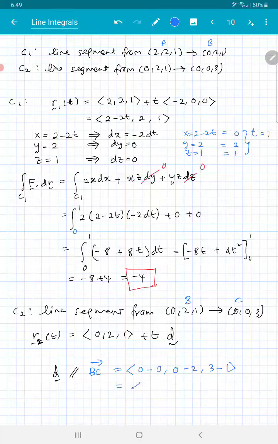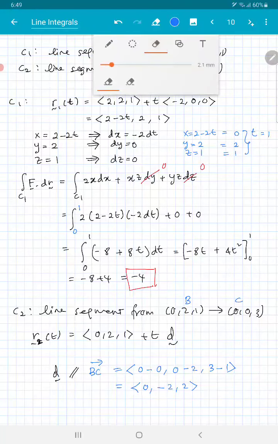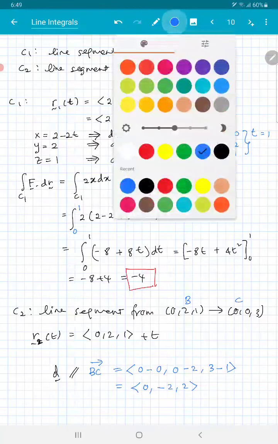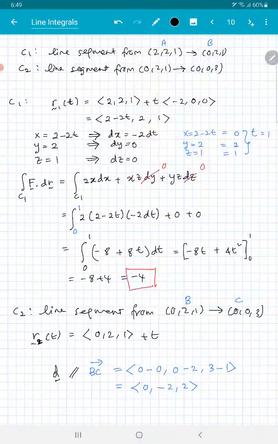So from there we get this is 0, negative 2, 2. Okay, so we can replace our vector d here with the vector obtained. So that would be 0i minus 2j plus 2k. So you take the destination point minus the starting point.